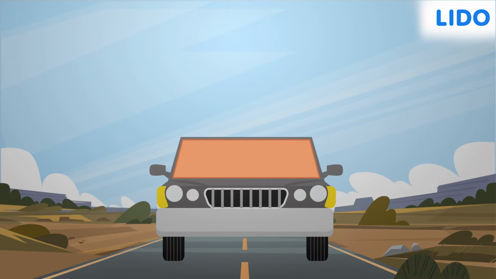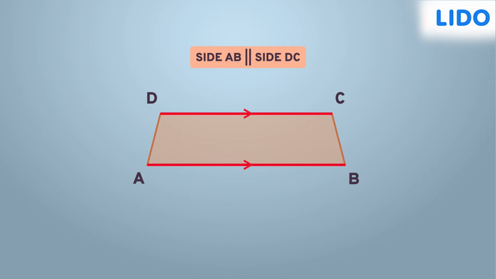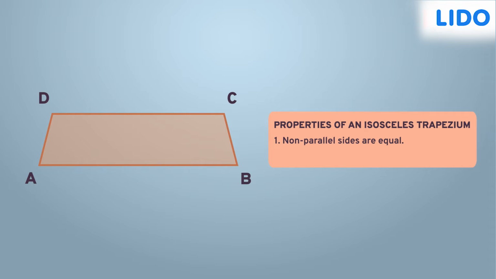Now that we have mentioned trapezium, let's quickly understand the properties of a trapezium. In a trapezium, one pair of opposite sides are parallel. If the other two sides of a trapezium are to be observed, they are non-parallel. When the non-parallel sides of a trapezium are equal, such a trapezium is called an isosceles trapezium.